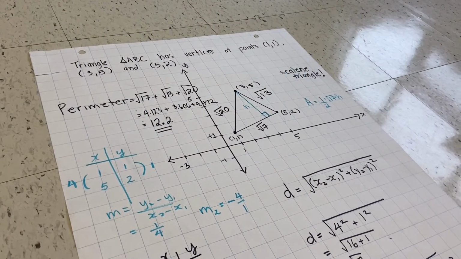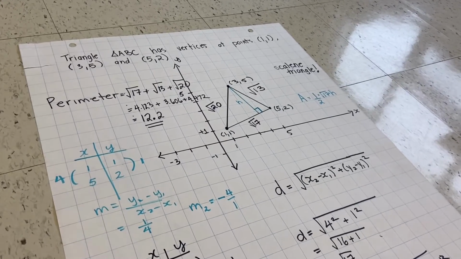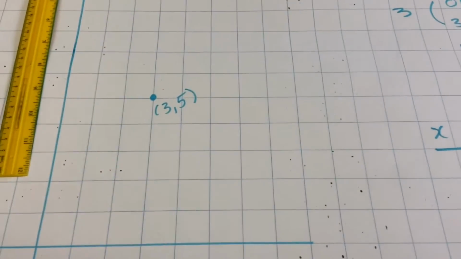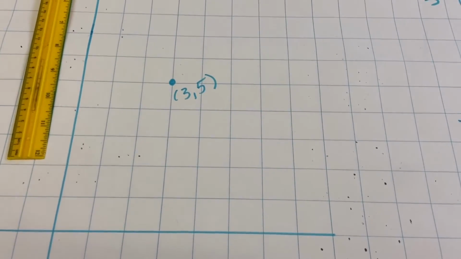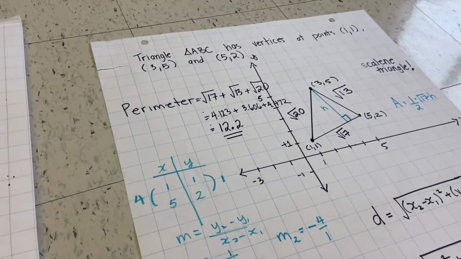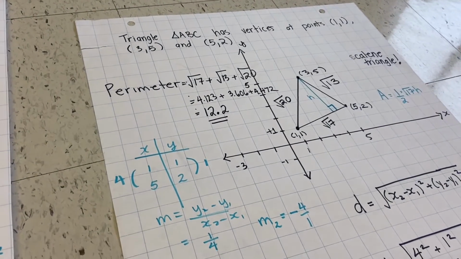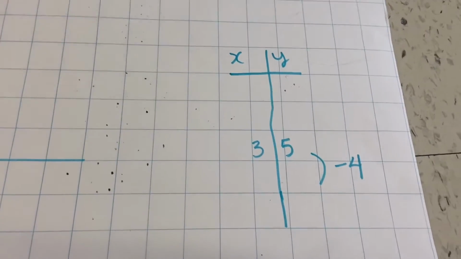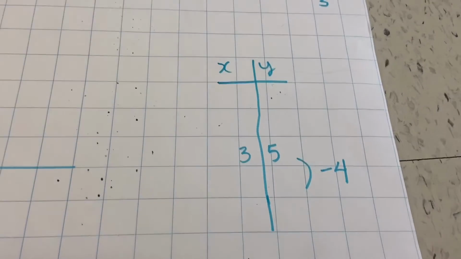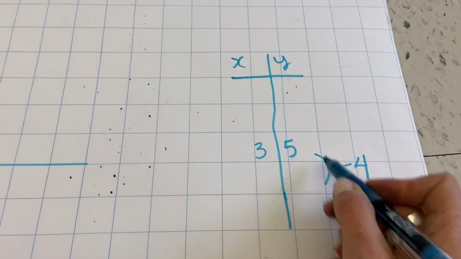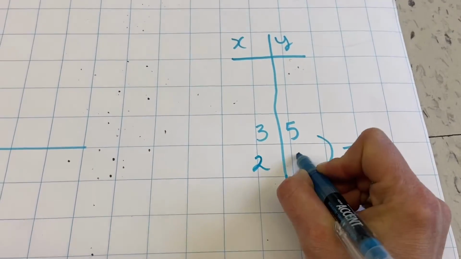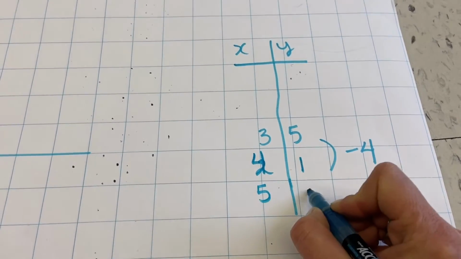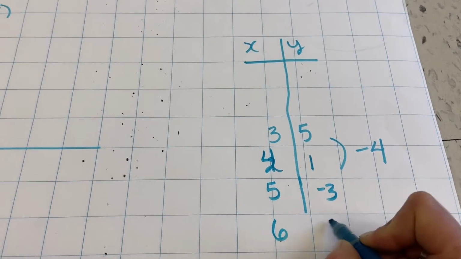So I'm going to take that blue line that's on my triangle, or in the height of my triangle, and I'm going to draw it again on this piece of paper. We know it goes through 3, 5, and we know it has to have a slope of -4 over 1, or -4. So let's put that in a table. I know that it goes through 3, 5, and it's going down by 4. That means at 2, it will be 1. Oops, no. At 4, it will be 1. At 5, it will be -3. At 6, it will be -7.